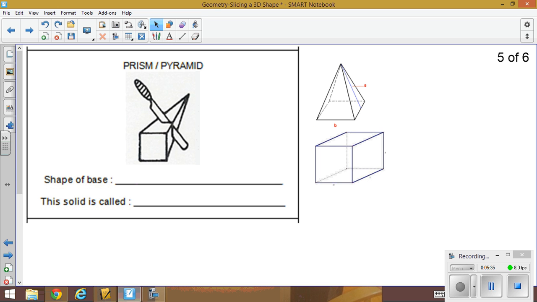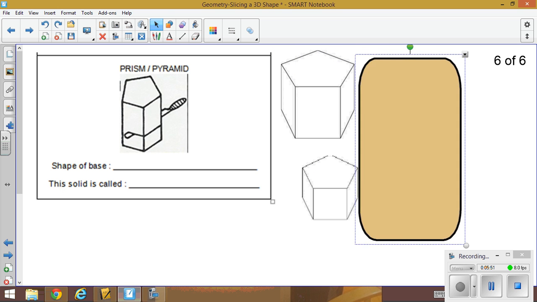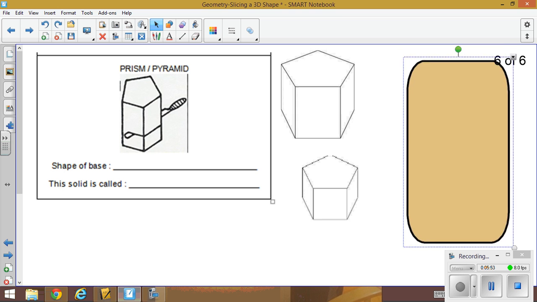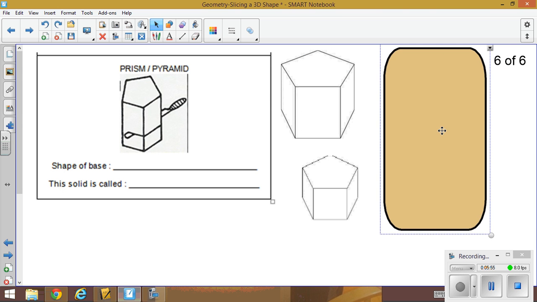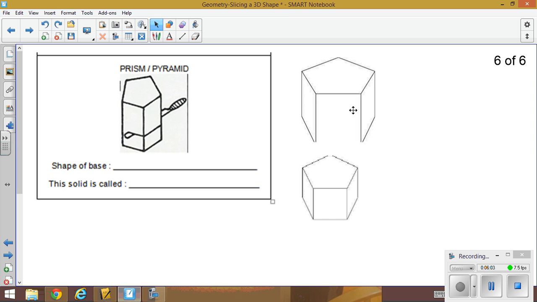And the last slide, if we take a look at the picture, there's 1, 2, 3, 4, 5 sides. So the base is called a pentagon. So the shape is called a pentagonal prism. Sorry about that. And if I cut the shape anywhere from top to bottom, well, actually left to right, I have 2 identical pieces. Okay?